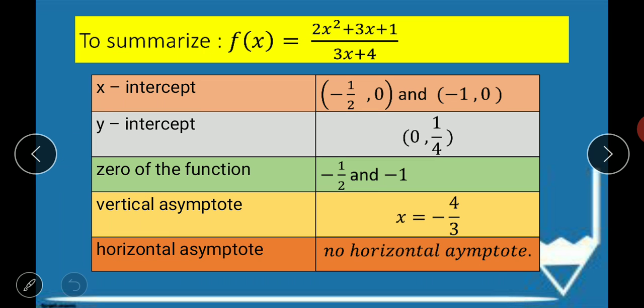So to summarize, we have the following. The x-intercepts are at negative 1/2, 0, and negative 1, 0, while the y-intercept is at 0, positive 1/4. The zeros of the function are negative 1/2 and negative 1, while the vertical asymptote is negative 4/3, and there is no horizontal asymptote.